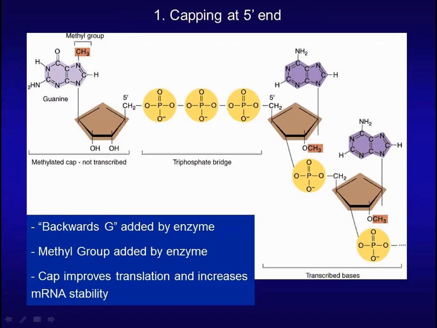Here is detail of 5' capping. This is the 5' end of the newly synthesized RNA. Guanosine is added to the 5' end backwards. A methyl group is added at position 7 of the purine base. A methyl group is also added at the 2' position on the ribose of the newly synthesized RNA. 5' capping improves translation and increases stability of the mRNA.